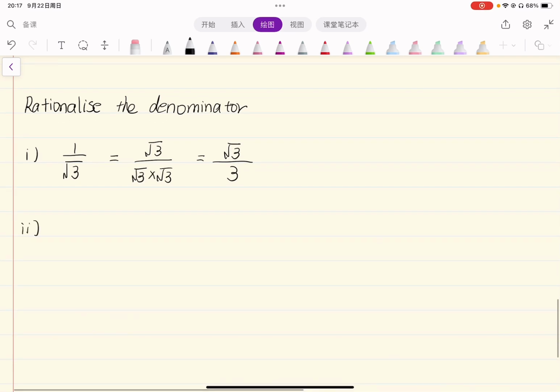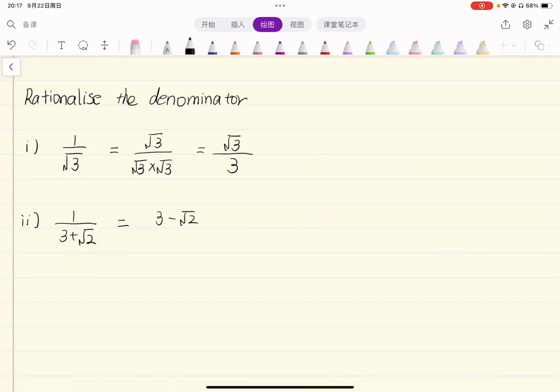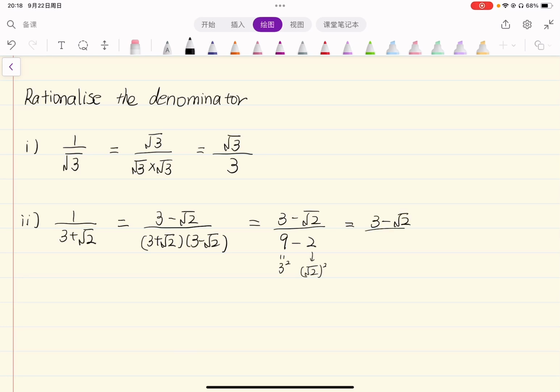For the second question, we have 1 over 3 plus square root of 2. So use the second rule. We multiply by 3 minus square root of 2 over 3 minus square root of 2. We get 3 minus square root of 2 over 3 plus square root of 2 times 3 minus square root of 2, which is 3 minus square root of 2 over 9 minus 2, because that is 3 squared, and square root of 2 squared gives 2. So it equals 3 minus square root of 2 over 7.